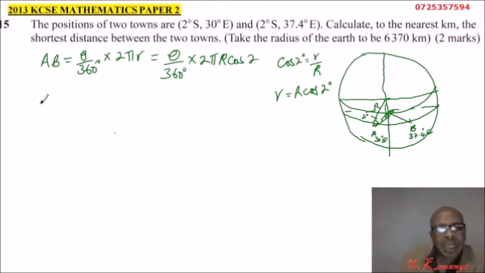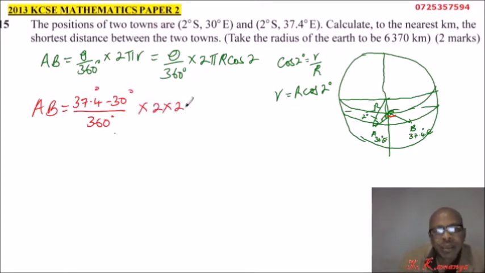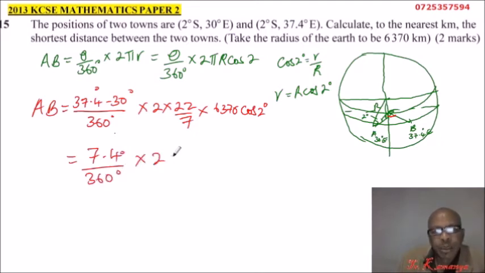So we can now get AB equals theta, which is 37.4, the difference of the angle at the center, minus 30 degrees, divided by 360, that will give us 7.4 degrees. Then you multiply by 2, you multiply by 22 over 7, you multiply by R, here it is 6370, the cosine of 2 degrees. So you can simplify that using a calculator. This will be 7.4 divided by 360 degrees, then multiply by 2, multiply by 22 over 7, multiply by 6370, the cosine of 2 degrees.